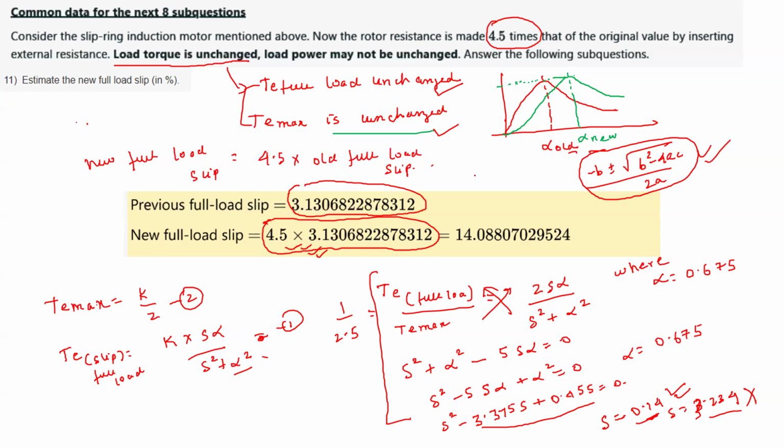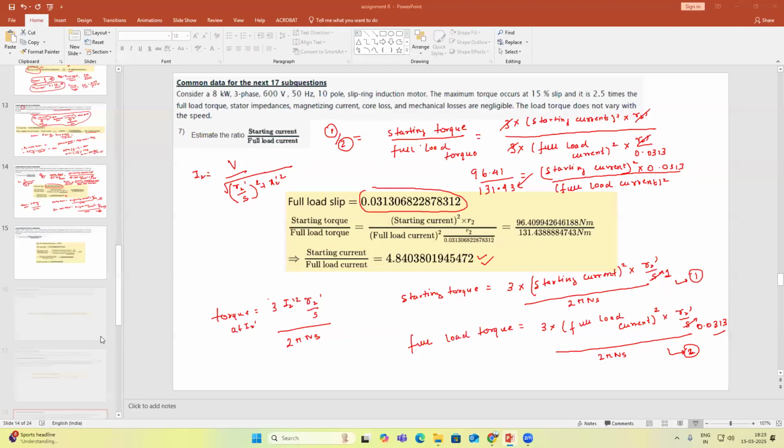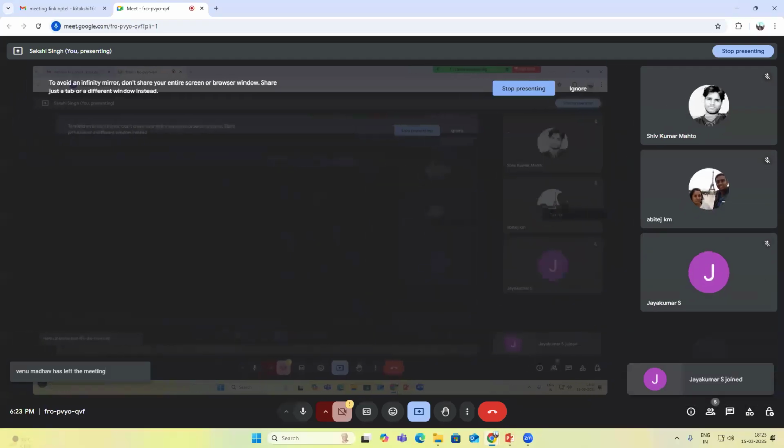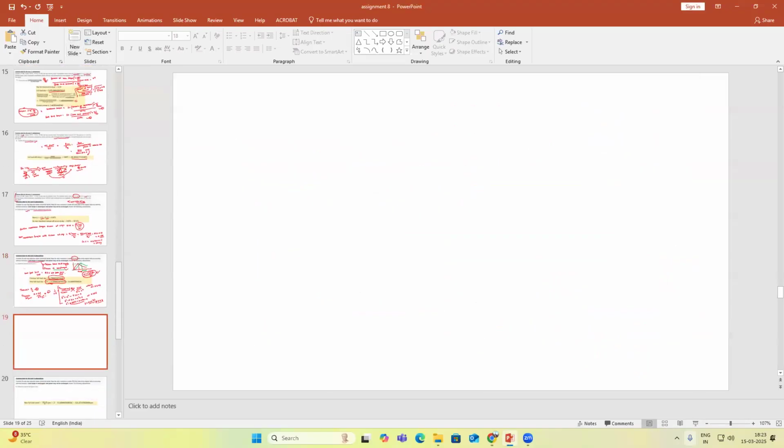This is actually an interesting thing which I have noticed. So what is happening? Let me make a new slide and tell this interesting thing. So here what is happening is this is your torque slip characteristic, right? So this is the torque and this is the slip.